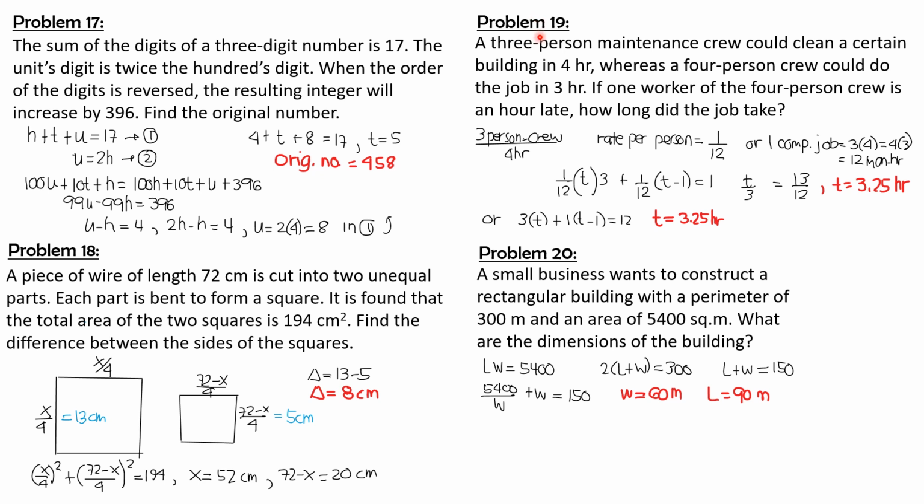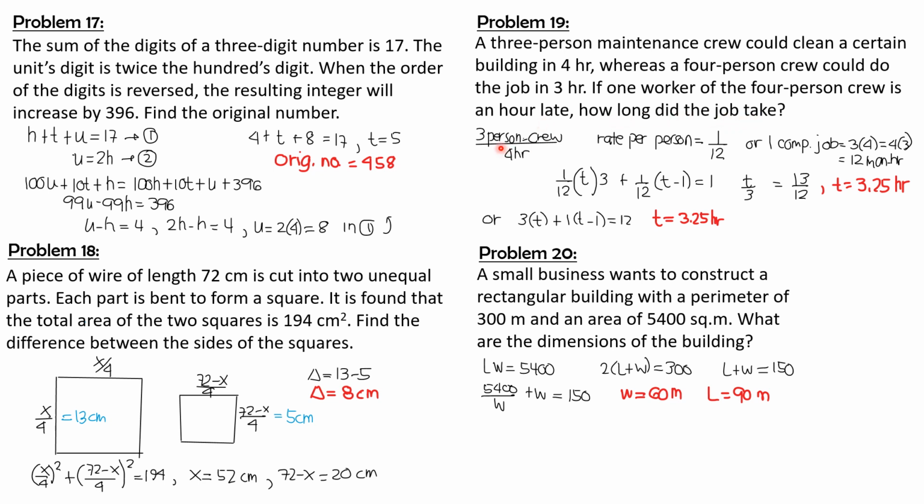Problem 19. A 3-person maintenance crew could clean a certain building in 4 hours, whereas a 4-person crew could do the job in 3 hours. If one worker of the 4-person crew is an hour late, how long did the job take?